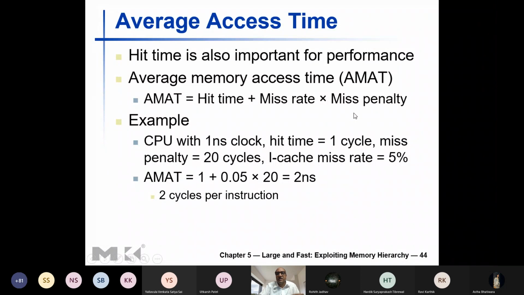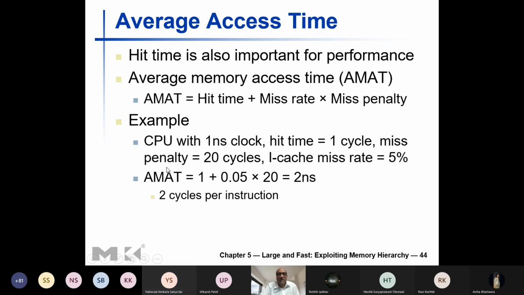That means the pipeline has to be stalled, you have to fetch the data, then restart the instruction. So the average memory access time is nothing but hit time plus the miss rate into miss penalty. This is a simple example, like a CPU with a 1 nanosecond clock. If hit time equals 1 cycle, it means that if the desired instruction or data is available in the cache, within the cycle itself you are able to fetch it and use it in the CPU.